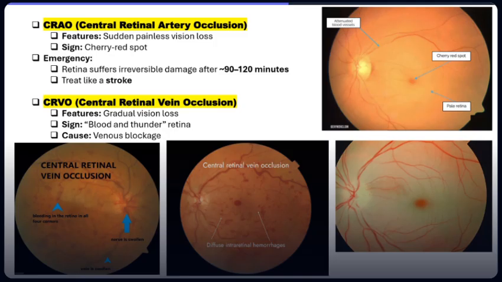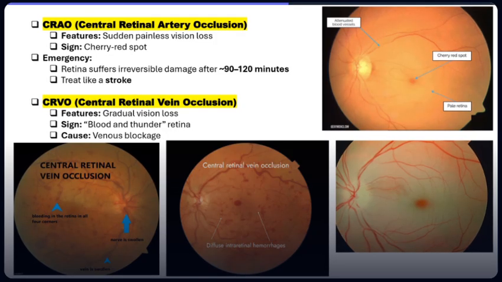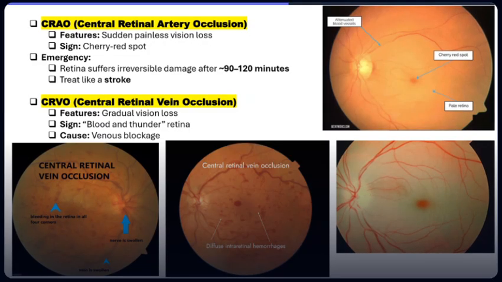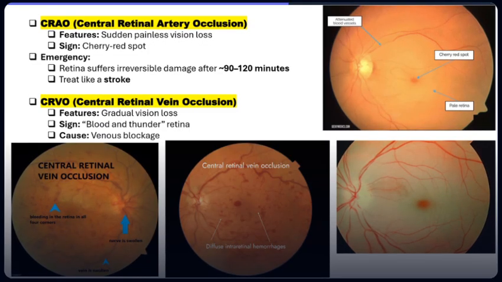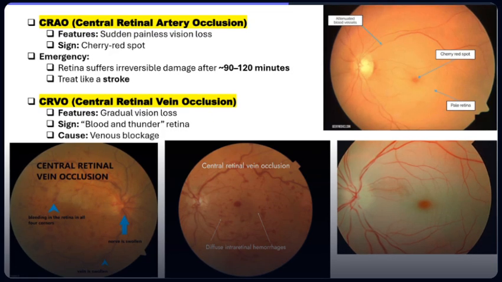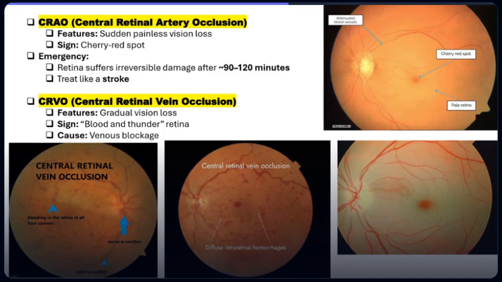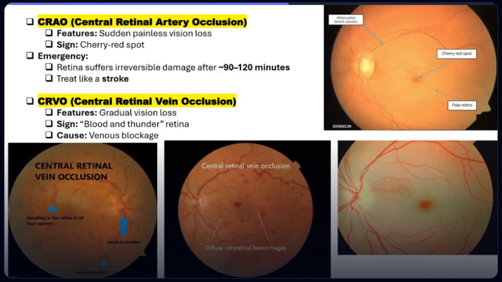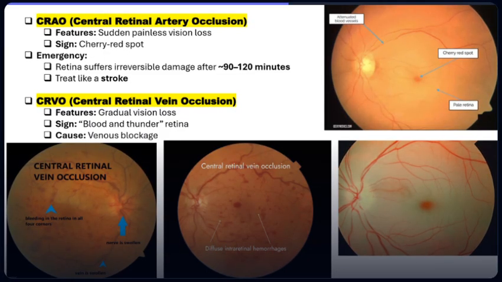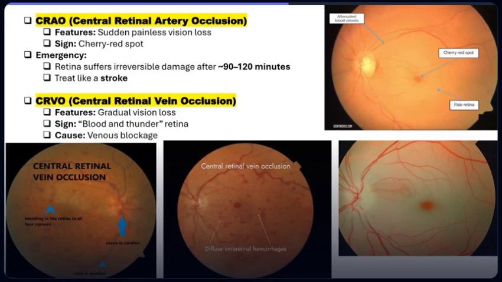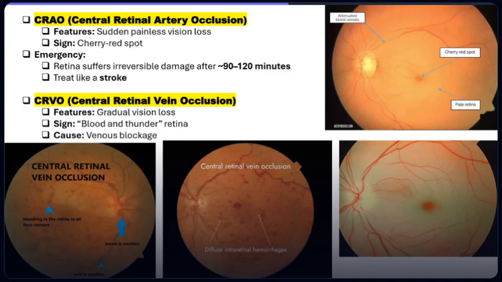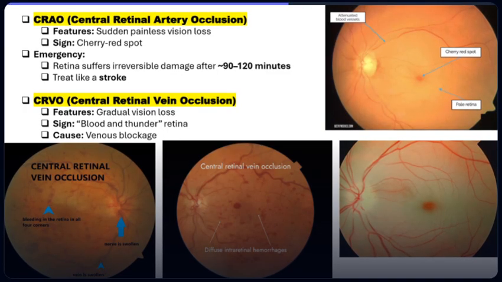Retinal health hinges on the precise maintenance of a high-pressure arterial inflow and a low-pressure venous outflow, both of which are catastrophically disrupted in these occlusive states. In central retinal artery occlusion, the resulting panretinal ischemia produces a hallmark pale fundus. However, the fovea remains a cherry red spot because its oxygenation is sustained by the underlying choroidal circulation, which is anatomically distinct from the blocked retinal artery.